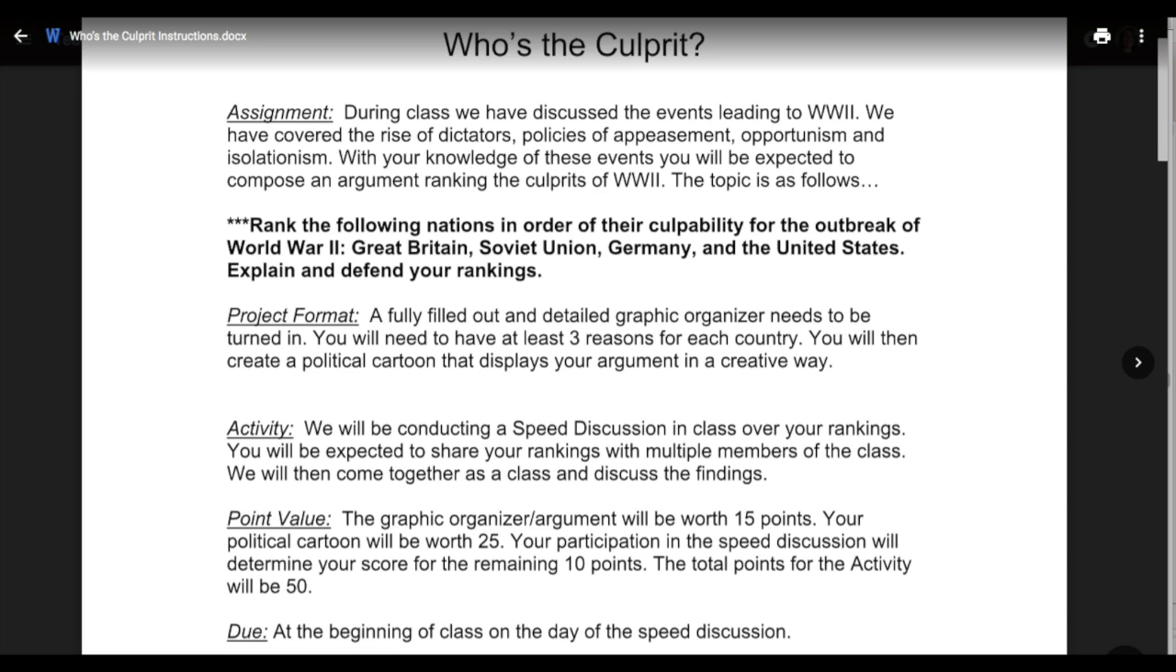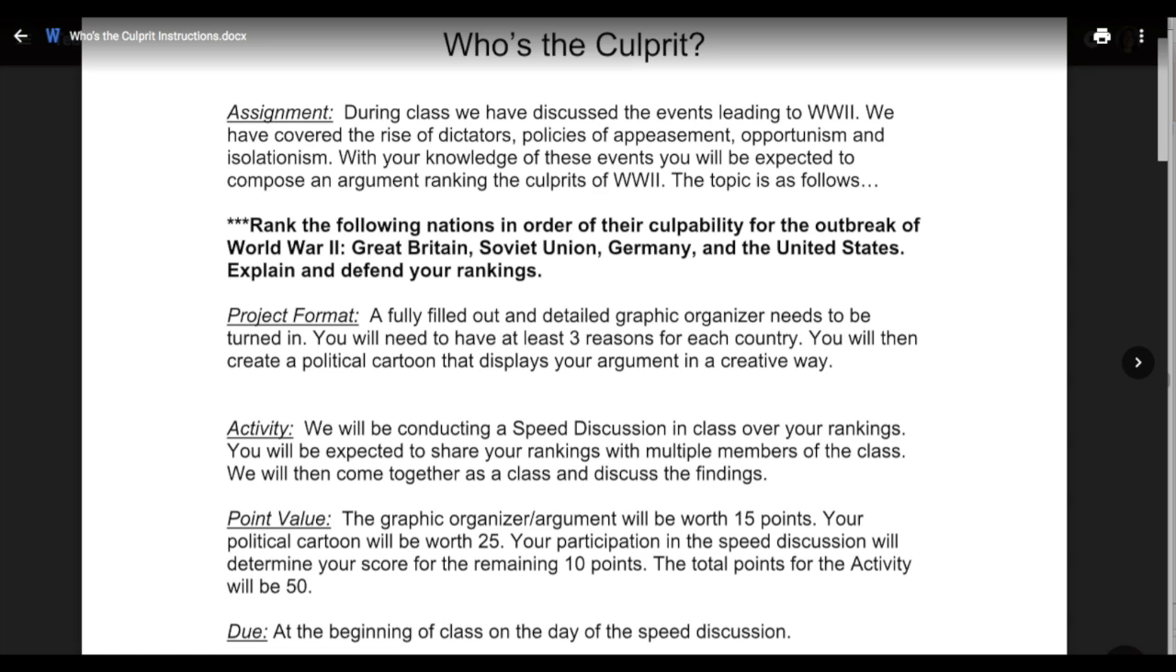The project is kind of spaced out into 3 different things. First of all, you will be filling out a graphic organizer. I'll be talking about that graphic organizer here in a little bit as we go through the instructions. The second thing you will have to do is, once you filled out that graphic organizer and gotten your argument put together, you are then going to create a political cartoon that displays that argument. So that's the second thing you have to do. Graphic organizer, then political cartoon. And I have some examples of political cartoons later.